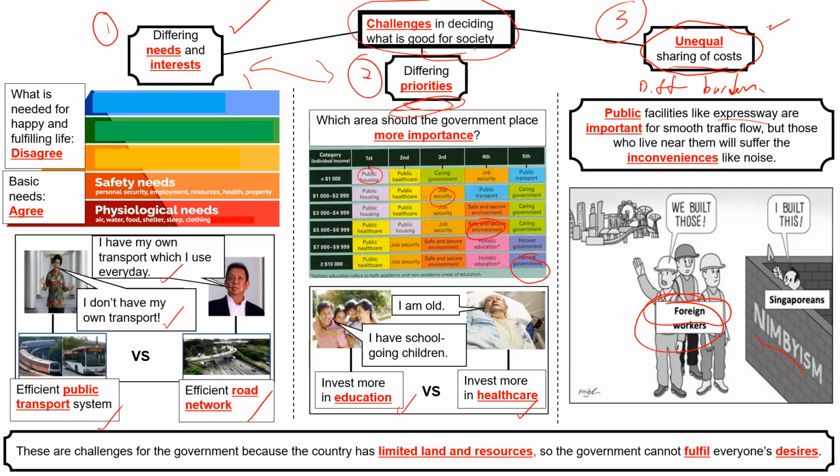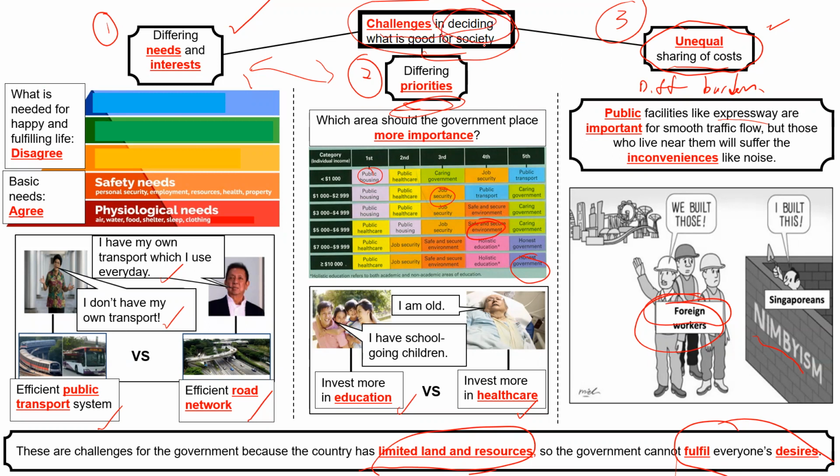Okay, and all this happens because the country has limited land. So this is not really a factor, but it underlies all three. If my country has unlimited land, unlimited resources, and unlimited money, I can fulfill everyone's desire. I won't have any of these complaints at all. Imagine if I have unlimited land, unlimited oil, unlimited gold. I can give everyone a lot of money. I have endless land. I can build everything. These problems wouldn't exist. But the reality is, every country has limits on land and resources. We cannot meet everyone's desires. So that's why it's very challenging to decide what is good for society.